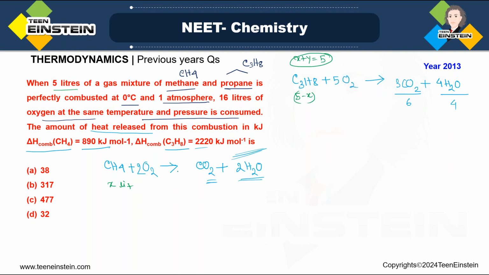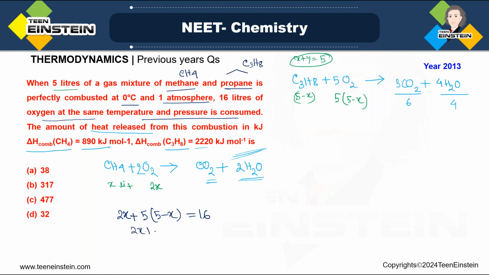Now for X liter of methane, you need 2X liter of oxygen, because it is STP condition. So the mole ratio will be equal to the volume ratio. So for 5 minus X liter of propane, you need 5 into 5 minus X liter of oxygen. Now you can write the equation for oxygen. Total oxygen consumed is 2X plus 5 into 5 minus X, and you know that value is 16. Now from this equation you can get the value of X.